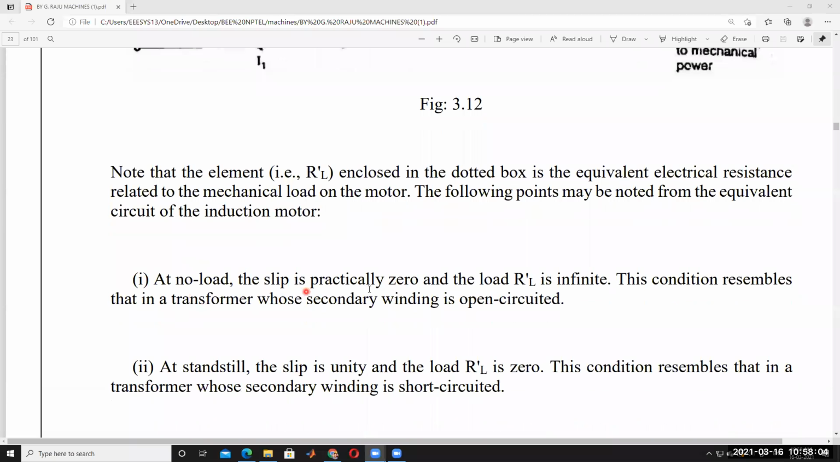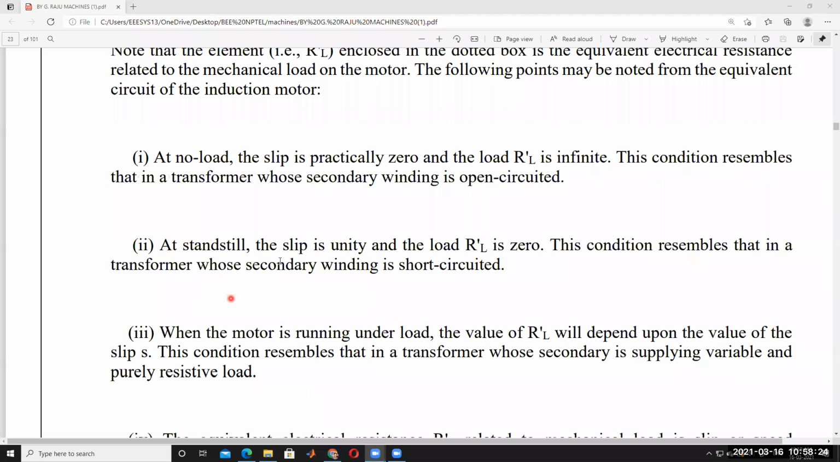At no load, the slip is practically 0 and then RL is infinite. That is, resistance infinite means it's acting as an open circuit. Just like a transformer, the condition resembles a transformer whose secondary winding is open circuit. Okay, at no load. But at a standstill, that is called the starting condition.